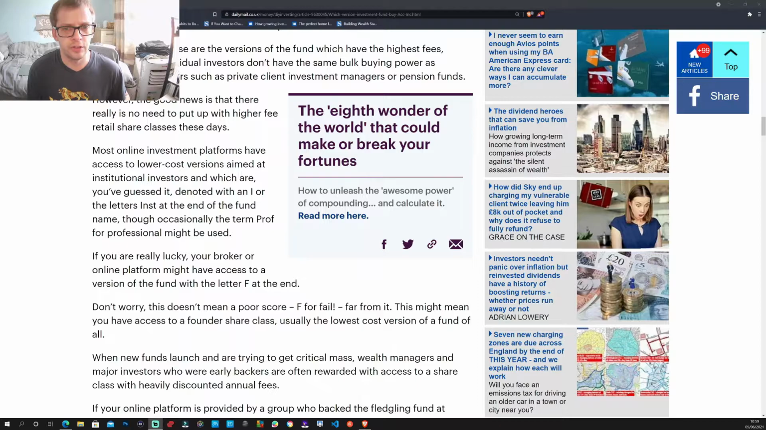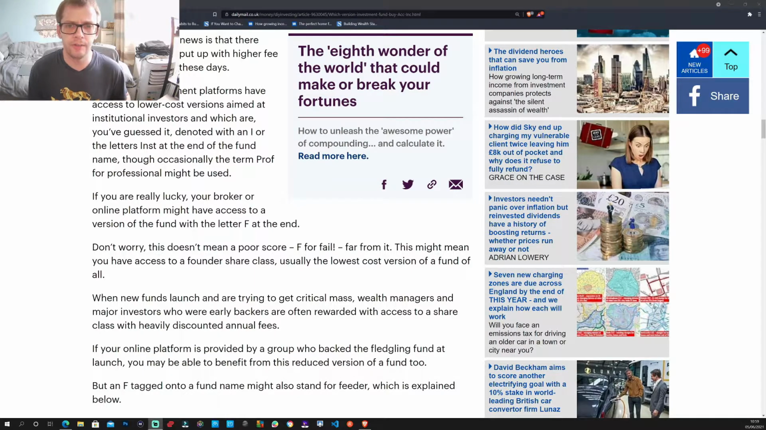However, the good news is that there really is no need to put up with higher fee retail share classes these days. Most online investment platforms have access to low-cost versions aimed at institutional investors, and which are, you guessed it, denoted with an I, or letters in ISTA at the end of the fund name. Though occasionally the term prof for professional might be used.